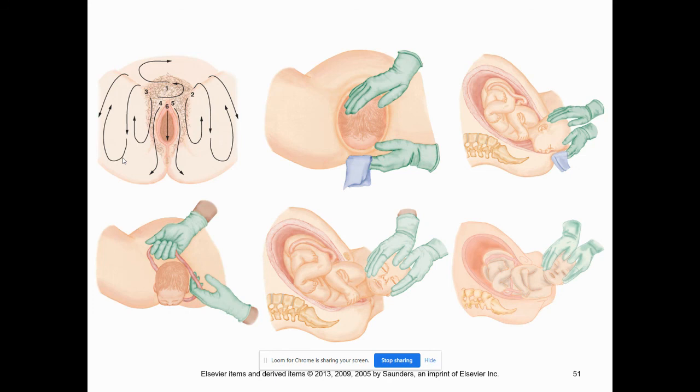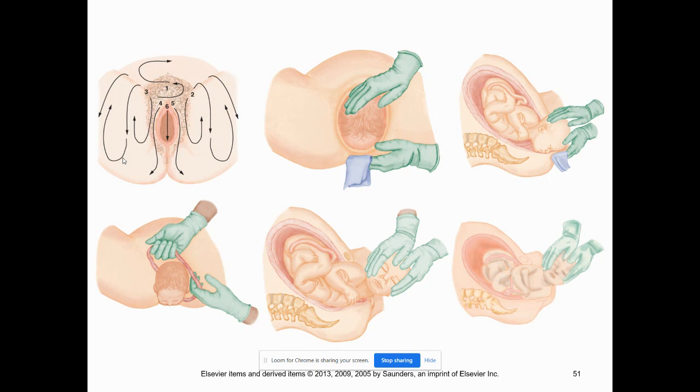This is a diagram showing the zigzag pattern that we use to cleanse the perineum. Number 1 on the upper left-hand diagram shows from the clitoris out to the lower abdomen. 2 and 3 are zigzag from the labia majora out to the inner thigh. 4 and 5 are a single stroke over each side of the labia and perineum. And 6 is a single stroke down the middle over the vulva and perineum.